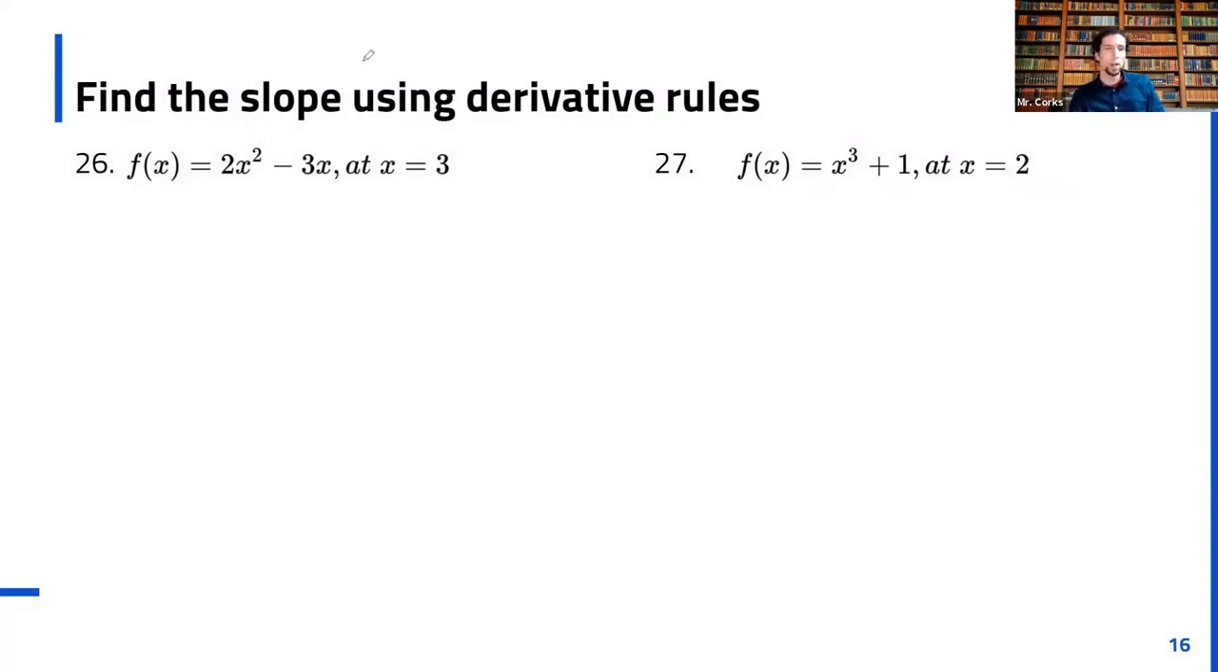All right, two more of these questions. I want you to find the slope of this function here. So f of x equals 2x squared minus 3x. Give me the slope of that function at this point, at x equals 3. And then same thing here. So we just kind of had these examples earlier. I want the slopes at these 2 points. So go ahead.